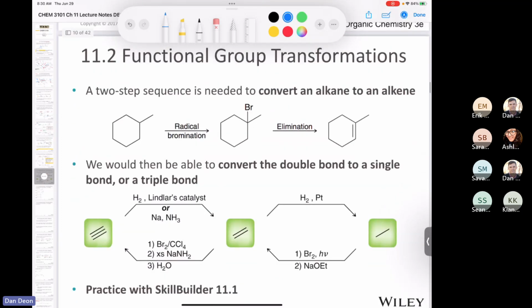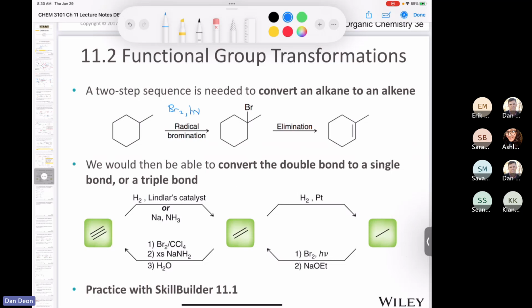So we talked about radical bromination, and I can't stress this enough. If you're ever given an alkane or a cycloalkane as a starting material, the only arrow you have in your quiver is literally bromine and light. That is it, or bromine and heat. There's nothing else that we could do. I guess you could burn it, but that doesn't really help you a whole lot, combustion. And then we've already covered elimination.